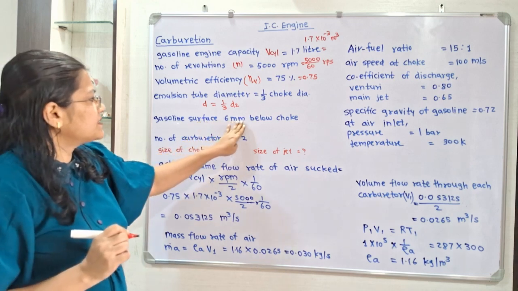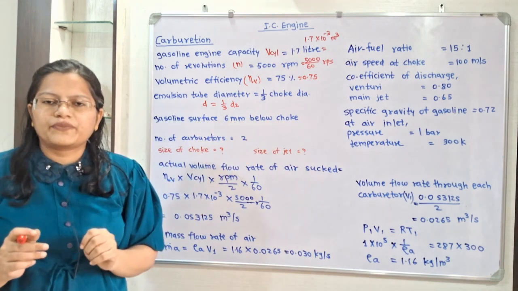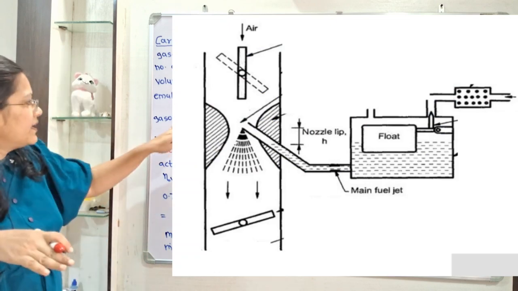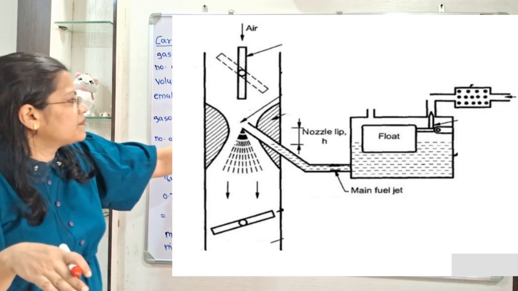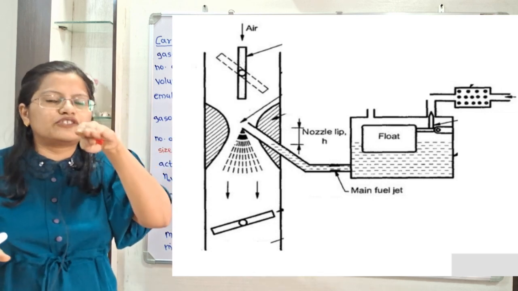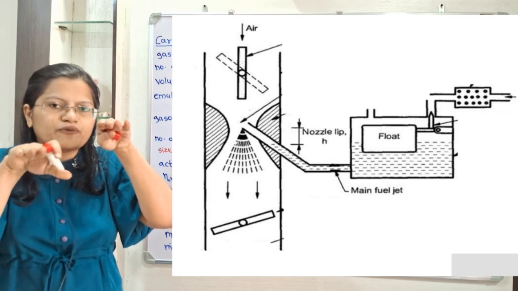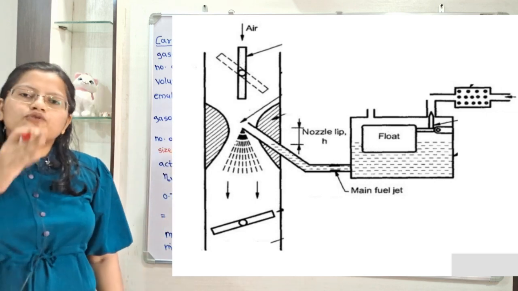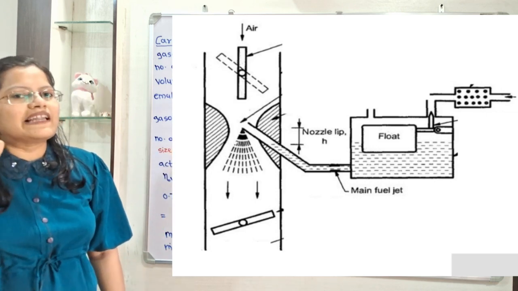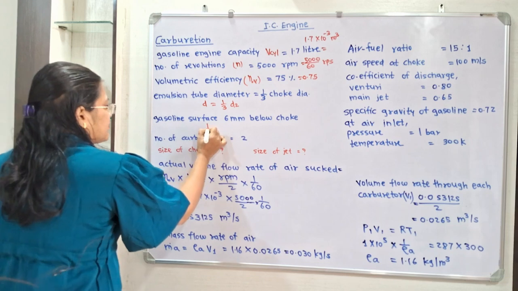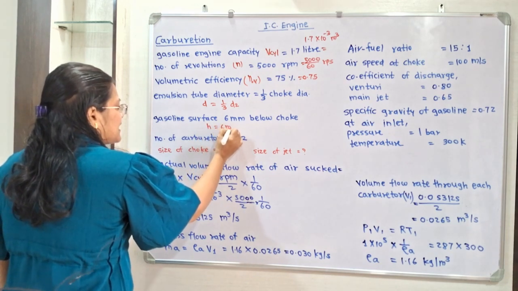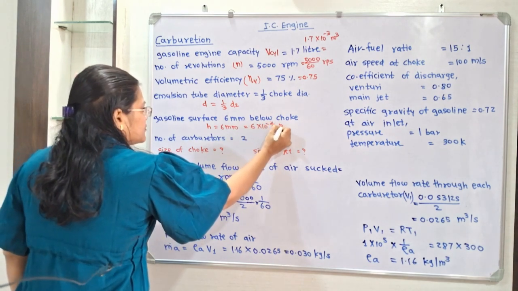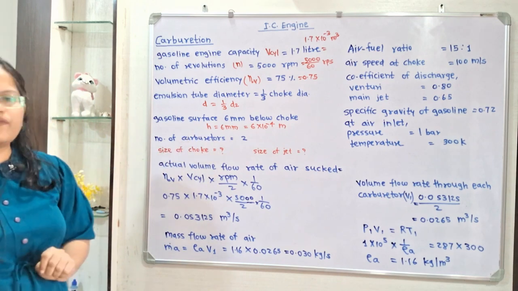Gasoline surface is 6 mm below the choke. Again if we observe the level of the fuel, it is 6 mm below the choke. So here is the venturi throat and the level of the fuel gasoline, the difference is 6 mm. This difference is denoted by the letter H. So H is equal to 6 mm. The standard unit is meter, so 6 into 10 raised to minus 4 meters. This is the value of H.